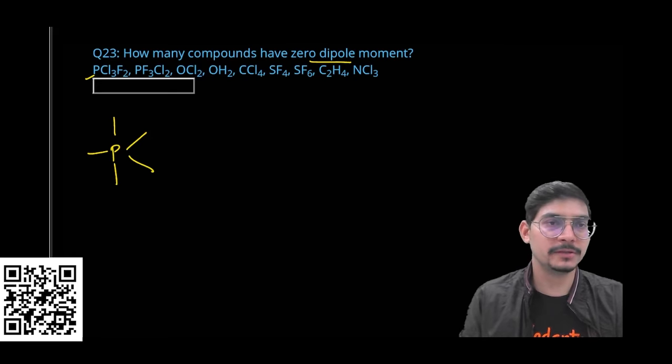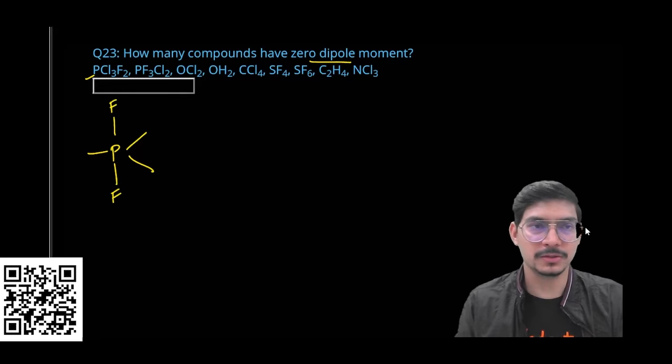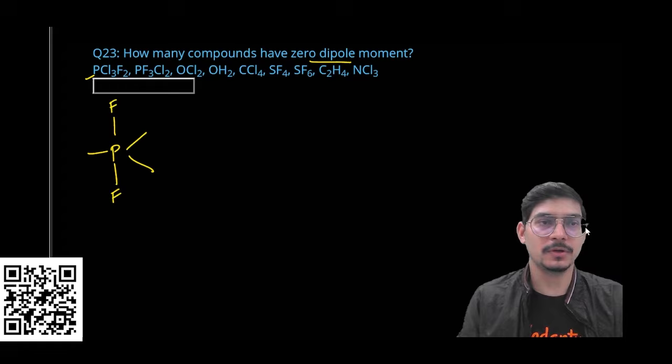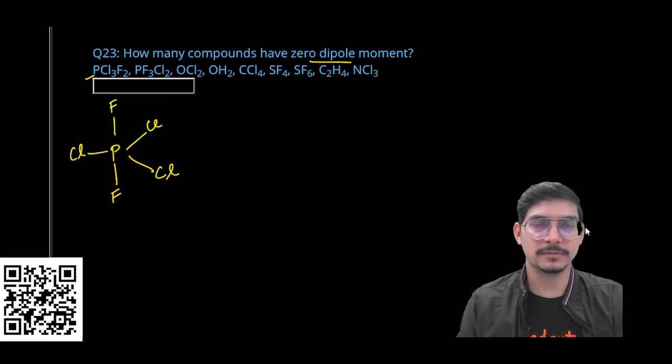Fluorine is more electronegative. In trigonal bipyramidal geometry, more electronegative atoms occupy axial positions. So 2 fluorine atoms will occupy these axial positions and the remaining 3 chlorine atoms will sit on these equatorial positions. As we can see, the molecule is symmetrical.